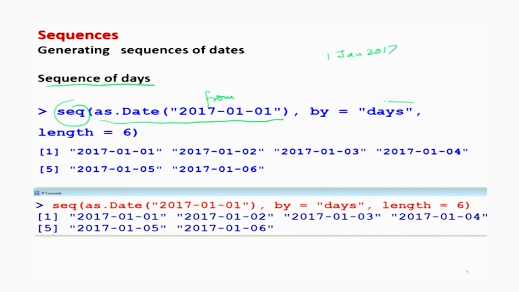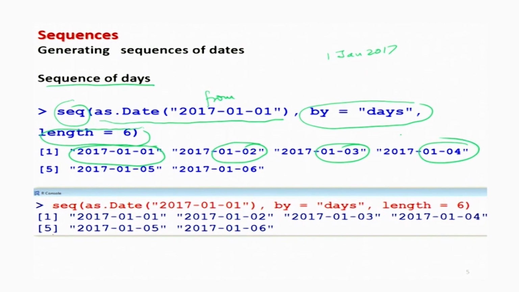Then you have to write by is equal to days, and then length is equal to 6. You can recall that earlier you had used the length command to inform R how many values in the sequence are required. The same thing I am doing here: I am informing R that I need 6 dates beginning from 1st January 2017. You can see 1st January 2017, then 2nd January, 3rd January, 4th January, 5th January, and finally 6th January 2017, and this is the screenshot. Right. So you can see that we have the same command, seq, but now it can be used in a different way for a different job.